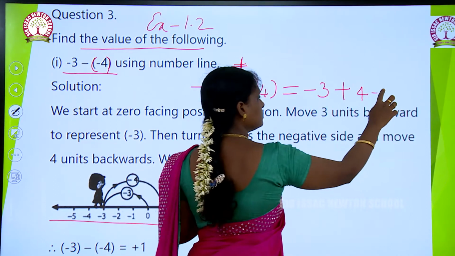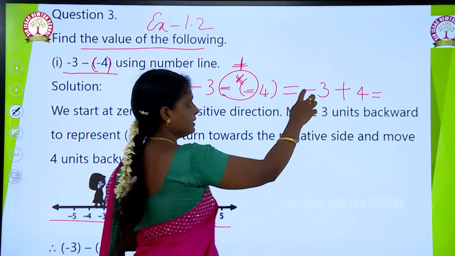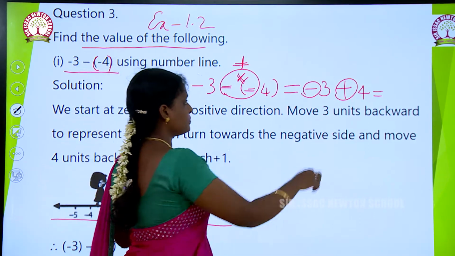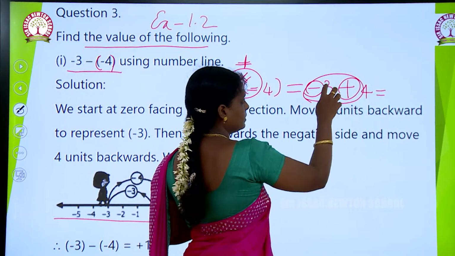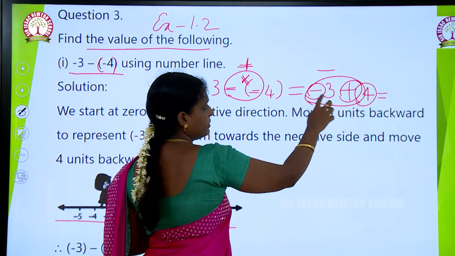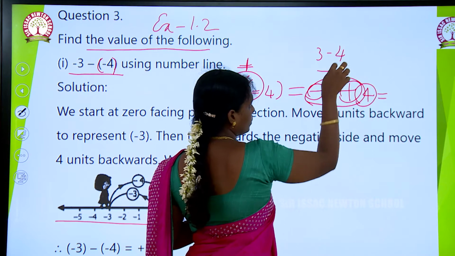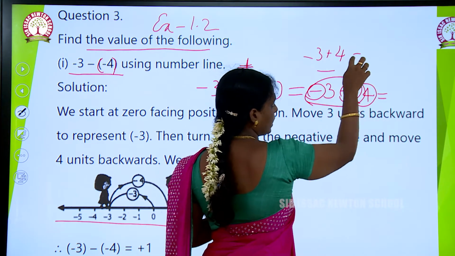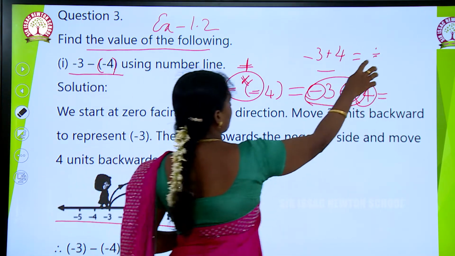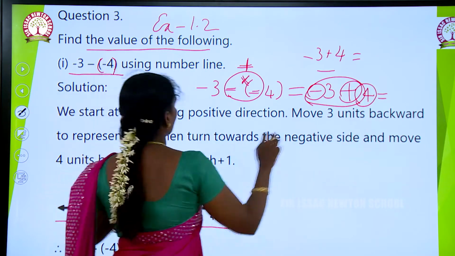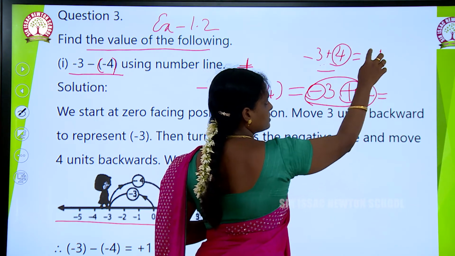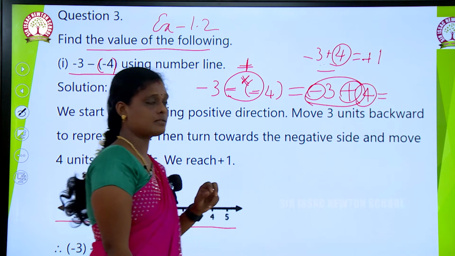Here the signs are different, right? Here it is negative and here it is positive. If the signs are different, you have to subtract and put the sign of the largest number. So if we subtract 3 and 4, we will get 1. Here the greatest number is 4, its sign is plus, so you will get plus 1.